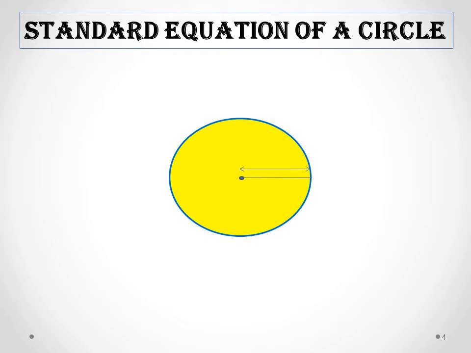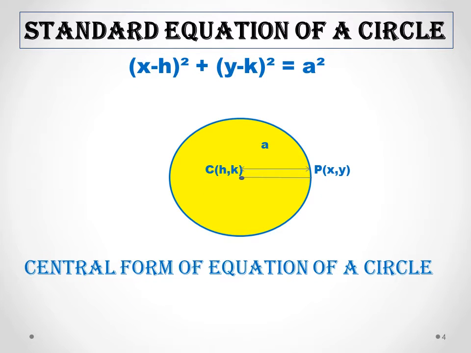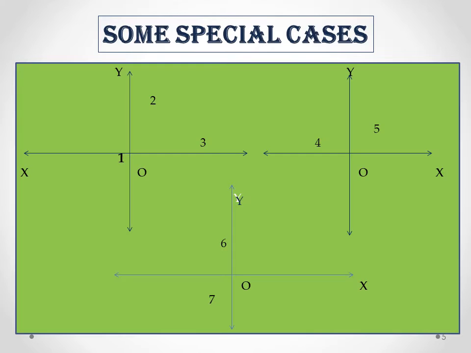Now let's see the standard form of the equation, or the central form of the equation, which is (x − h)² + (y − k)² = a², where (h, k) is the center of the circle, (x, y) is a point on the circumference of the circle, and a is the radius. So the standard form of the circle is always this. If you see this kind of equation, that is the equation of a circle.